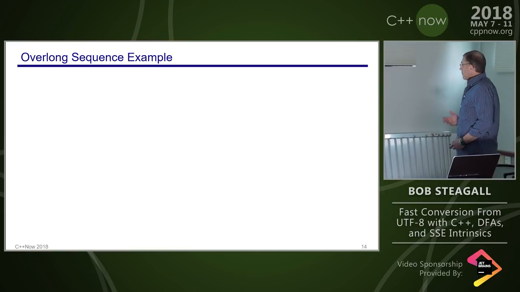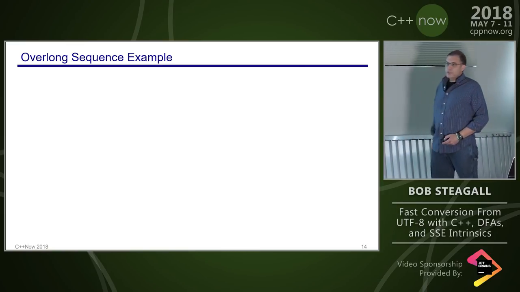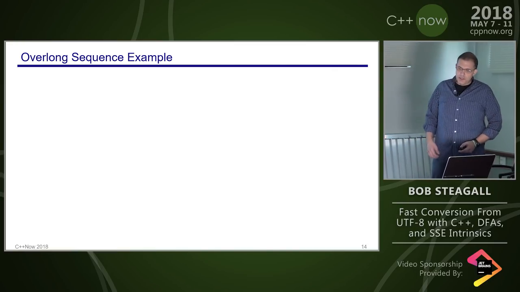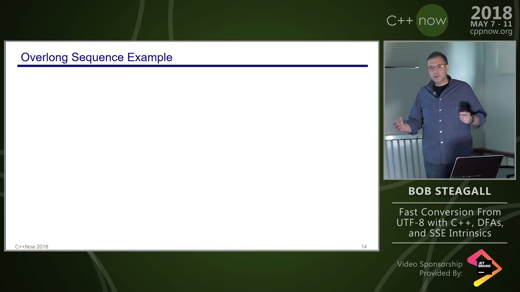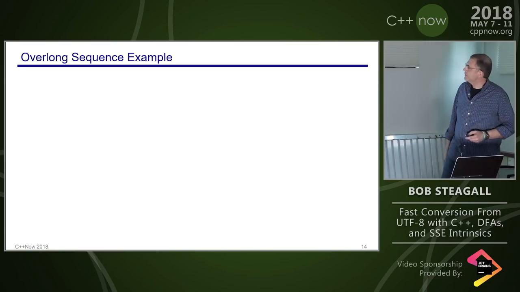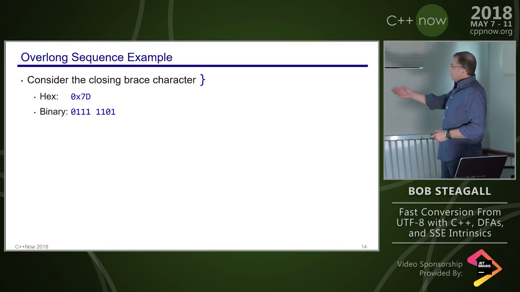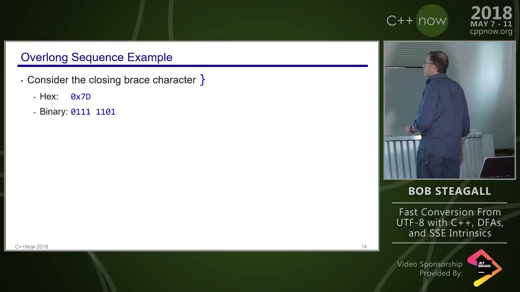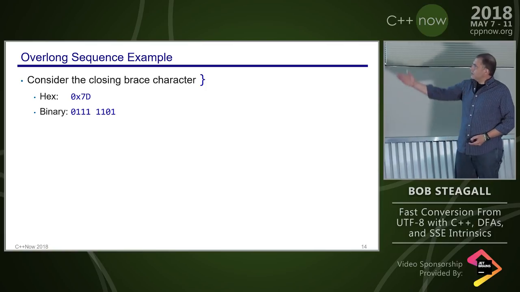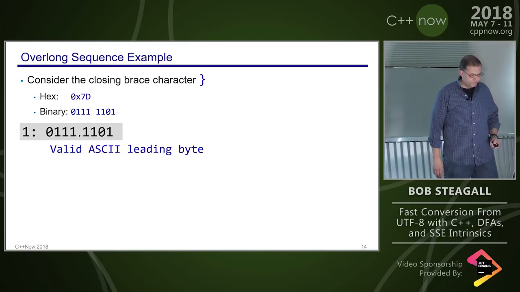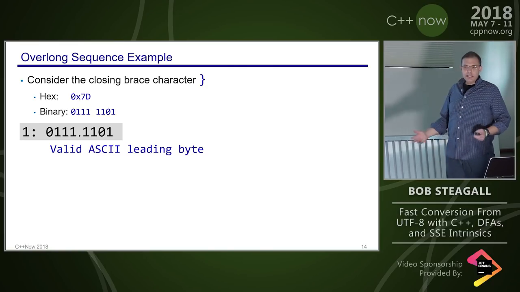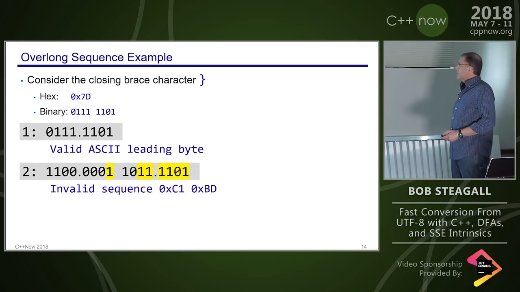Okay, so now we run into this problem of what's called overlong sequences. The Unicode transformation rules state that an encoding of a code point to code units must use the shortest possible encoding, the shortest possible sequence. So let's consider again John's favorite C++ feature, the closing brace, the ASCII character hex 7D, and it uses all 7 bits of its representation. So we look at this and say, this is a valid ASCII leading byte. And in fact, it's the only byte in a one-byte sequence.